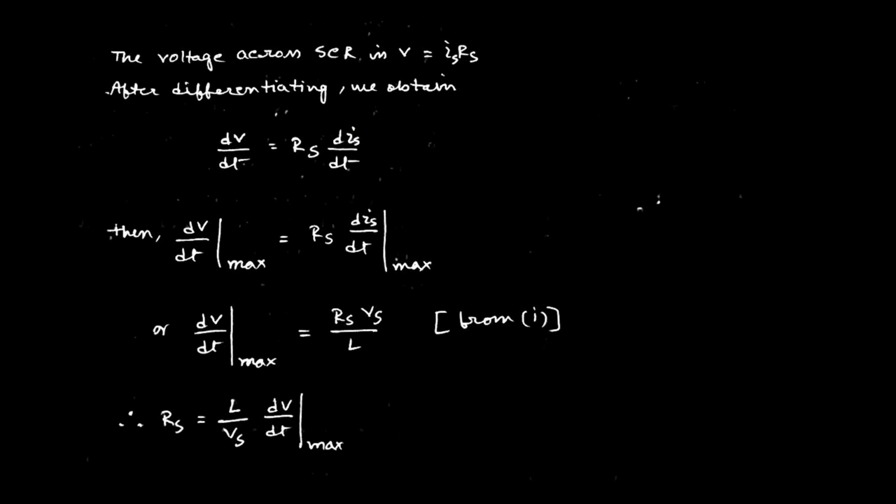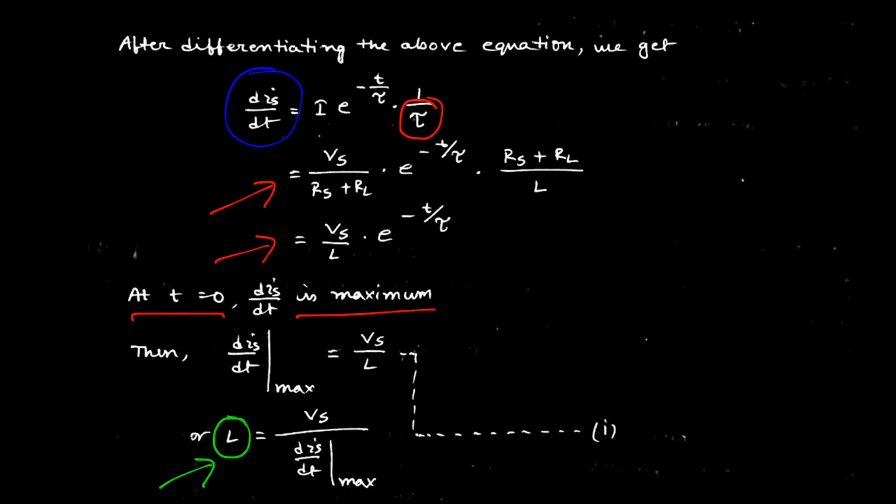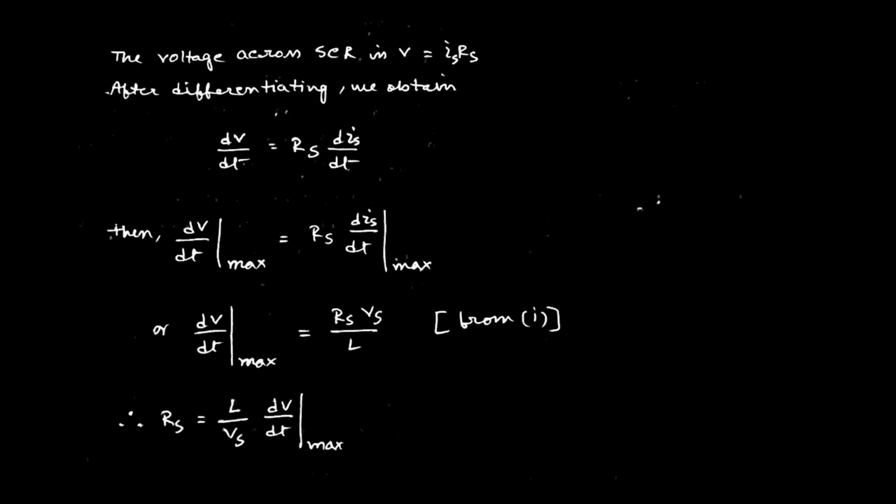And we know the value of dIs/dt, given in the previous slide, equation 1: dIs/dt max is equal to Vs by L. That is why we can change this expression to Vs by L. So the value of dV/dt max should be equal to Rs into Vs by L. In this way, we can calculate the design value of Rs, the optimal value of Rs for the snubber circuit, that is Rs equal to L by Vs into dV/dt maximum, the maximum value of dV/dt. So this is the value of the snubber resistance.